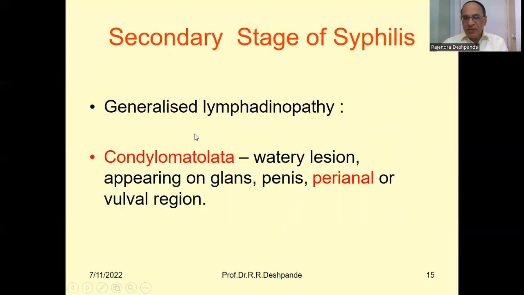Secondary stage of syphilis: generalized lymphadenopathy. Axillary lymph nodes enlarged, cervical lymph nodes enlarged, then inguinal lymph nodes enlarged, all over, generalized lymphadenopathy. Condylomata, a very important word in secondary syphilis. Condylomata is a typical feature of secondary syphilis. What is that? Watery lesions appearing on the glans, penis, perianal or vulval region. Syphilis can occur in females as well as in males.